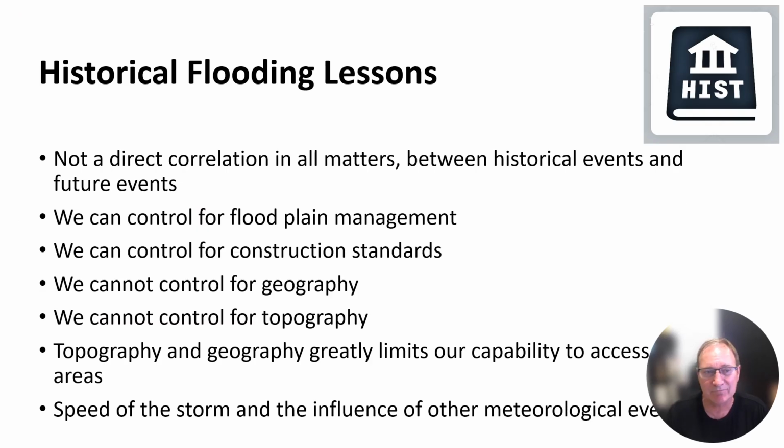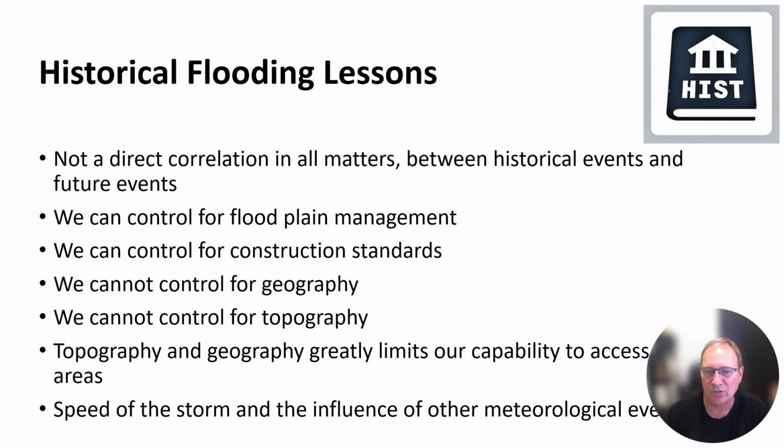And then the last two slides, historical flooding. There's not a real direct correlation between historical events and future events, other than they do give us an idea of what can occur. We can control floodplain management. We can control construction standards. We can't control geography. You know, we have what we have. We can't control topography. The only way we can control topography is elevating our structures, so through construction standards. But just geography and topography really limit our abilities to control some of these things.